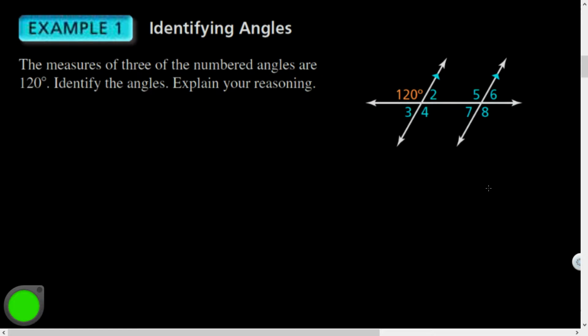Identifying angles. The measures of 3 of the numbered angles are 120 degrees. Identify said angles and explain your reasoning. Okay, so here we go. This is 120 degrees. I'm claiming that angle 4 is one of those. So the measure of angle 4 is equal to 120 degrees.